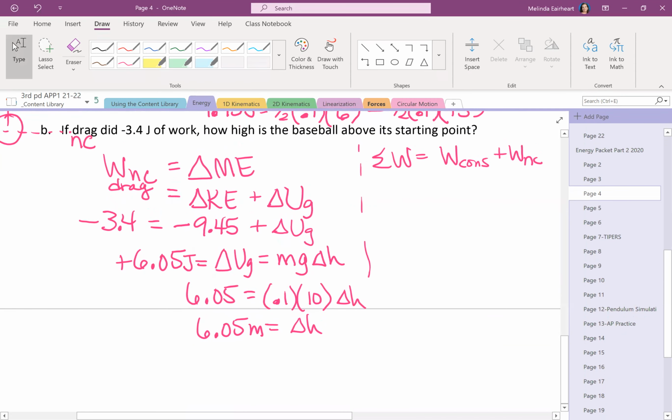Okay. Now, just a clarification here. It says, how high is the baseball above its starting point? That's what we found. You would basically be assuming the starting point was your 0 meter mark. Okay. And so it's above your launch point. Yeah, there's still some distance from the maybe hand to the ground, but we don't care about that. It's just the height above the launch point. And that would be our final answer. Good deal?